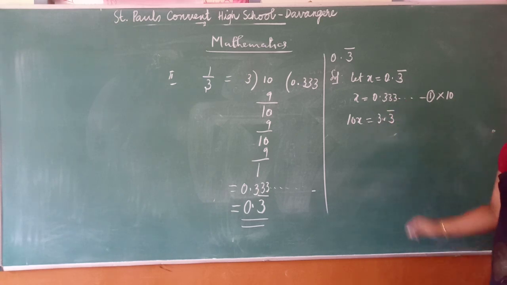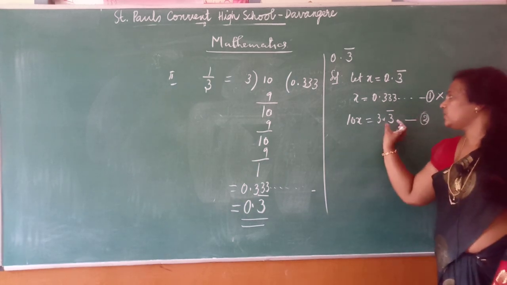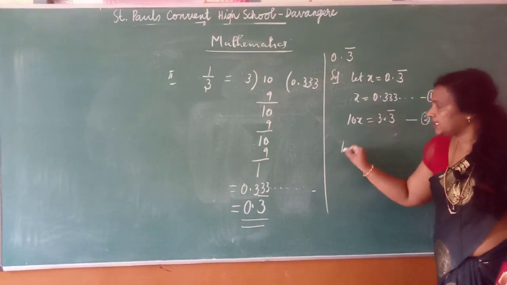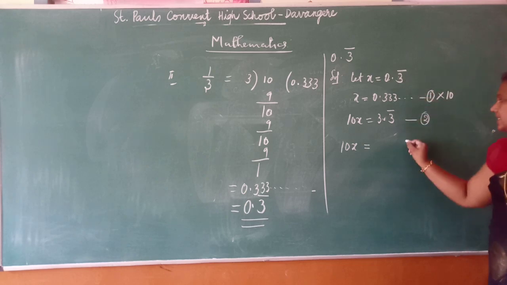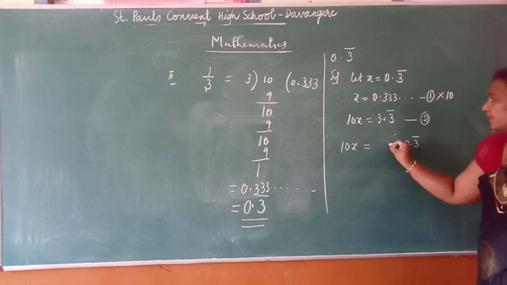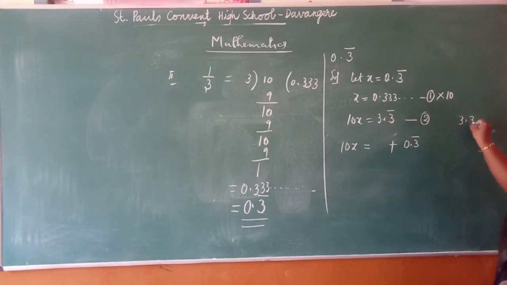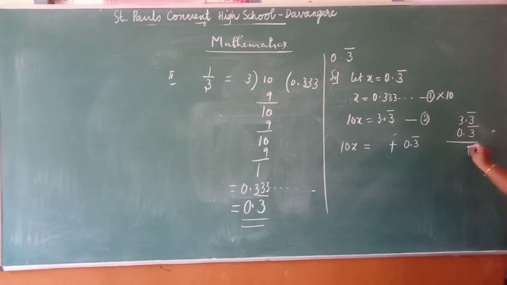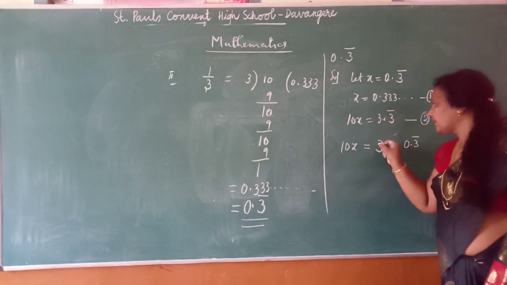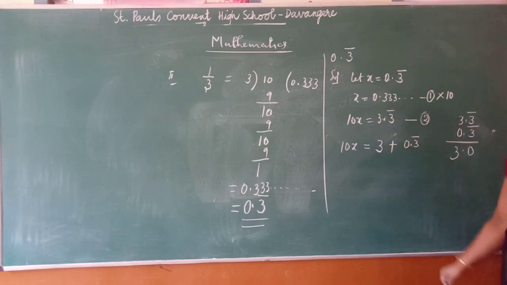So it becomes 3.3 bar. Now let me call it equation number 2. The third step is, we have to split this and write. How to split this and write? 10x is equal to, this 0.3 is there, no? I'll just write here like this, plus 3.3 bar, it is here, no? In this I have to minus this, so that I will come to know what I should add here. So it is 3. 3 plus 0.3 bar is nothing but 3.3 bar.